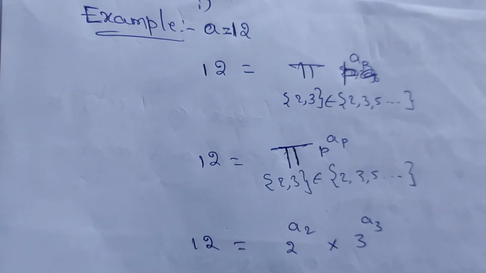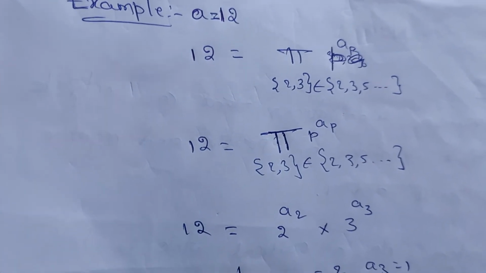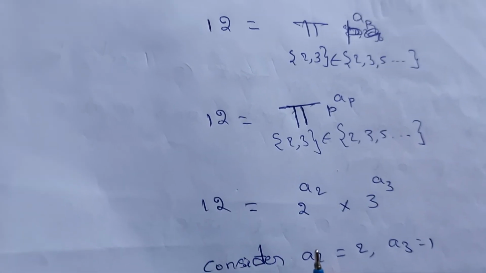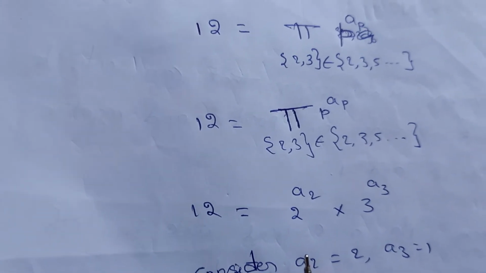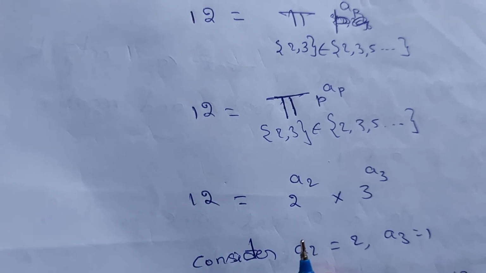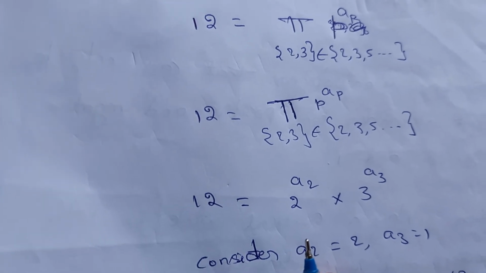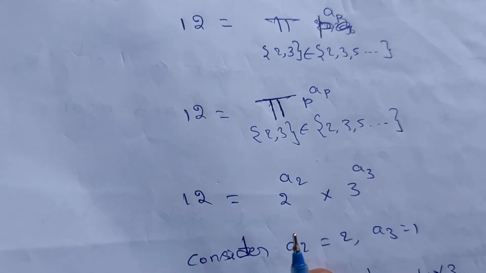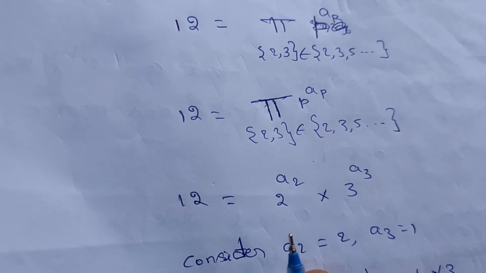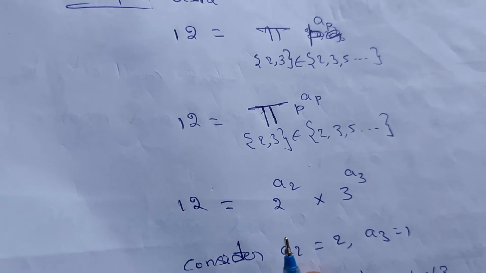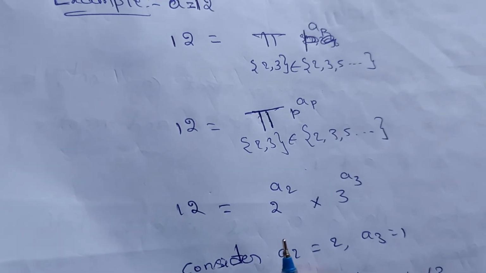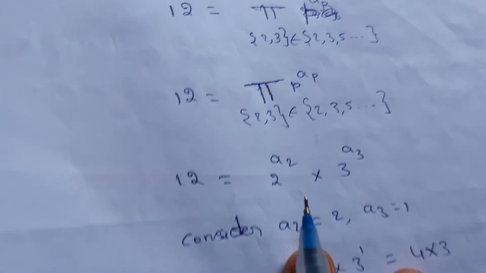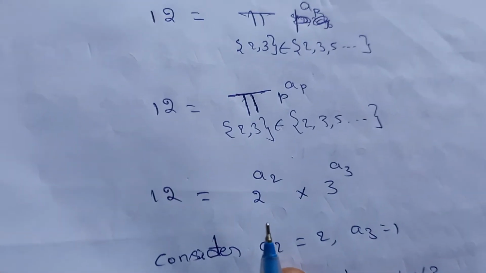See here, consider A = 12 = ∏ p^(a_p), where small p belongs to capital P. Here, what is small p? What are the prime numbers we need to get the value A? Here the A value is 12. So here the small p is 2, 3. We have the prime numbers 2 and 3.